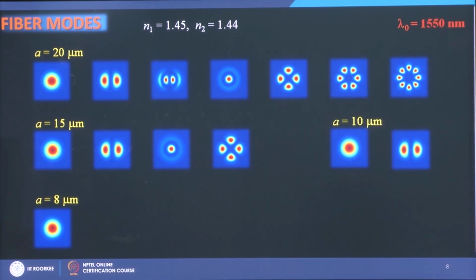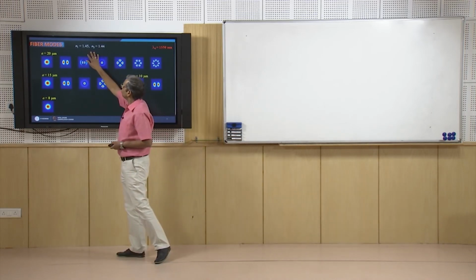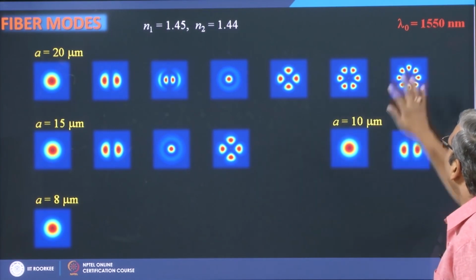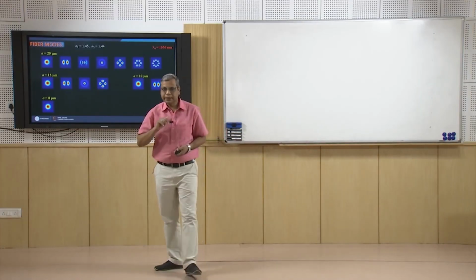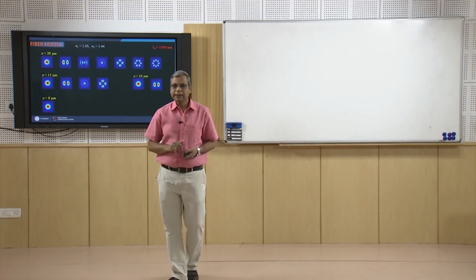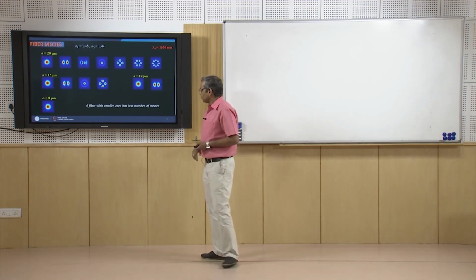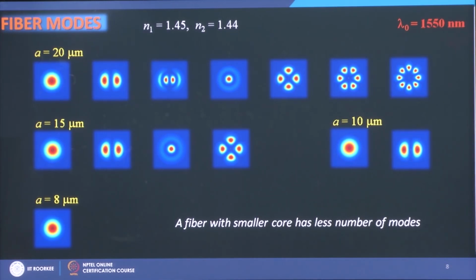So what do I see? That for a given core and cladding refractive index and given wavelength, if I decrease the radius of the core, then the number of modes becomes smaller and smaller. So a fiber with a smaller core has fewer modes.